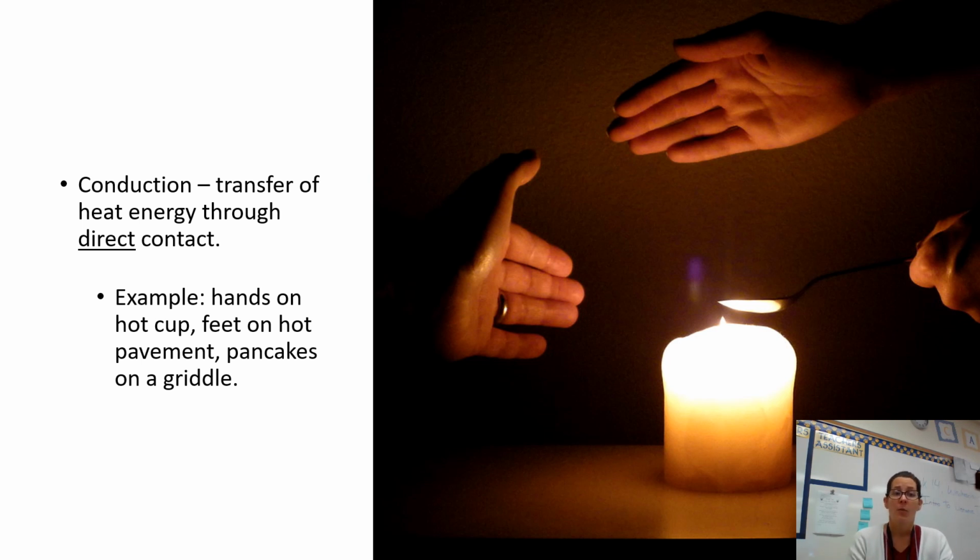Another example would be pancakes on a griddle. If you're cooking a pancake, you're frying it on a pan, that pancake's touching the pan and the heat is going from the pan directly into the pancake because it's touching. That's conduction. Kind of cool, right? So we're going to talk more about that in a little while.